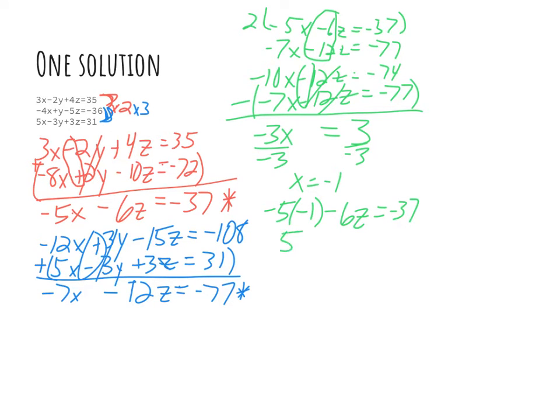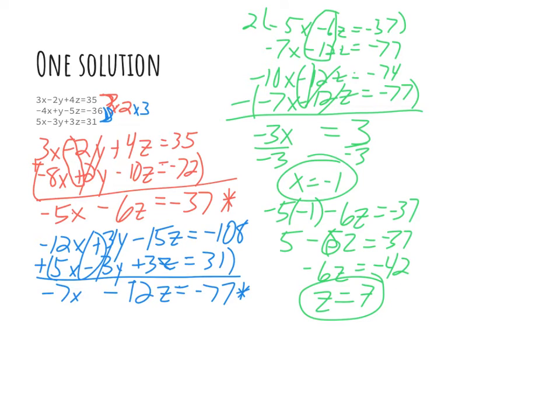Negative 5 times negative 1 is positive 5. Subtract 5 to the other side. Divide both sides by negative 6, and I get that z is equal to 7. So now I've got x is negative 1, z is 7. I can go back to one of my original equations and solve for y. I'm going to pick that middle one there.